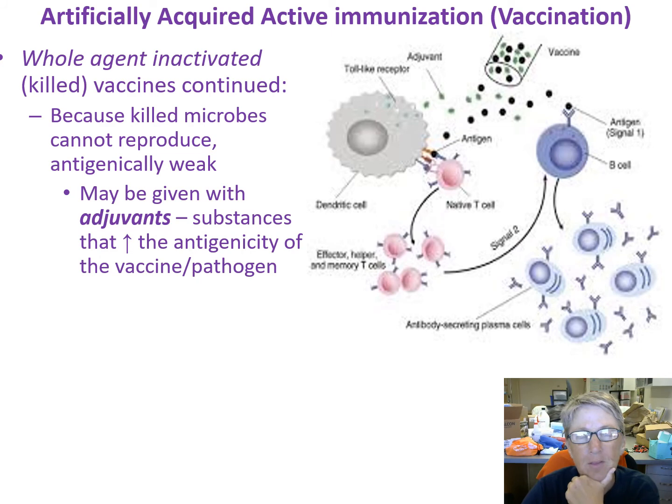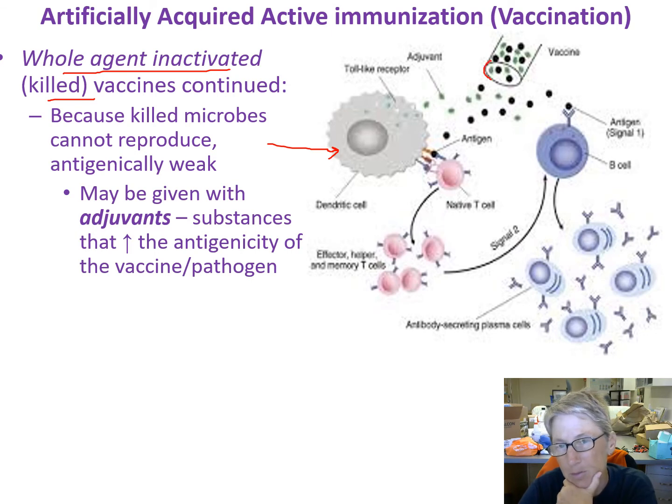Okay, so in this cartoon, it talks about whole agent inactivated or killed vaccines. In this cartoon, we've seen this guy before, a dendritic cell. It's got its toll-like receptor. And here's the tip of the hypodermic needle with the vaccine going in. This cartoon shows that, in addition to the vaccine being injected, you inject this stuff called an adjuvant. Basically, an adjuvant just increases the antigenicity of this pathogen, so it makes it more likely that the pathogen or the vaccine will result in making these antibody secreting plasma cells.